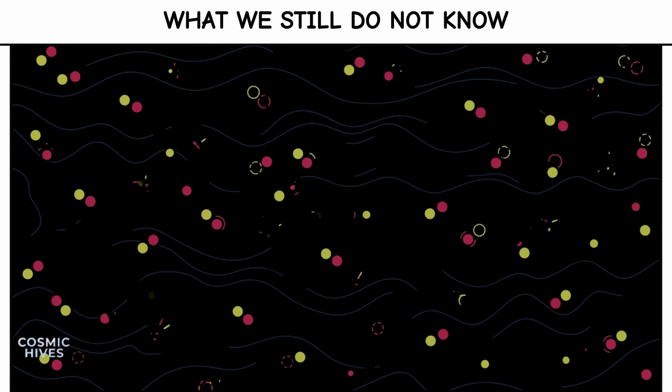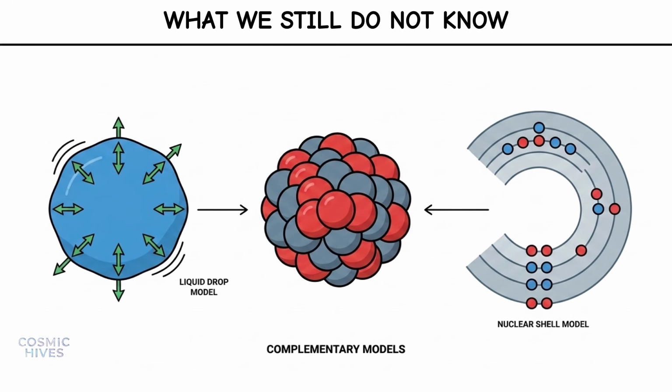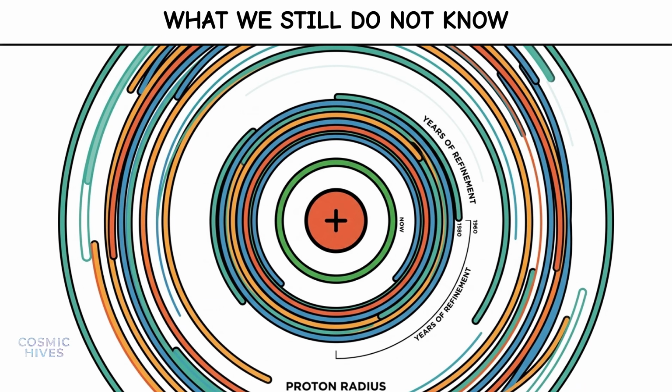A vacuum that is never actually empty, filled with virtual particles blinking in and out of existence continuously. The measurement problem, 3 or more competing interpretations of quantum mechanics, all making identical predictions, none of them experimentally distinguishable after a century of trying. 2 entirely different nuclear models used side by side because neither one alone captures everything. And a proton radius that took over a decade of the most precise experiments in physics to finally pin down.